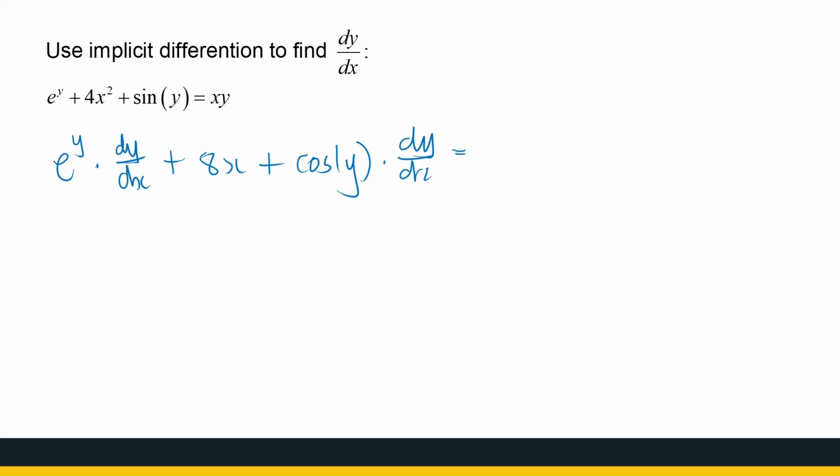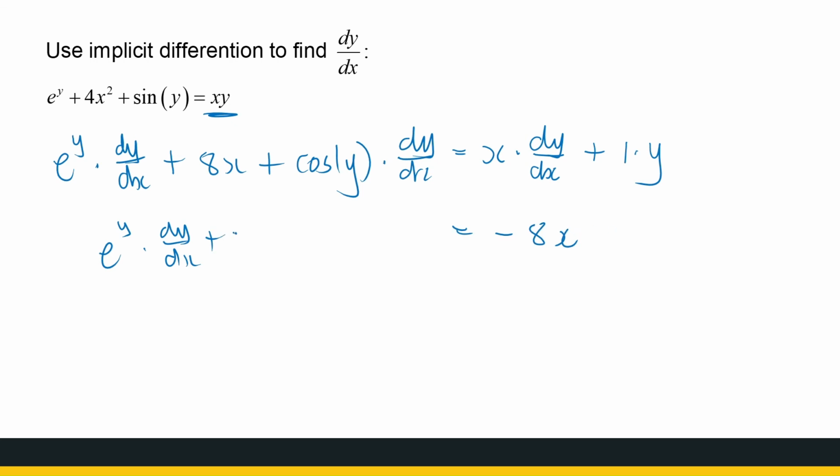Plus sine y, the derivative of sine of a function is cos of the function times the derivative of the function. On the right-hand side, x times y, so the product rule. X times the derivative of y, which is just dy dx, plus the derivative of x is 1 times y. Now we need to sort this out and get dy dx alone on one side. So here I've got an e to the power y times dy dx. The 8x I'm taking to this side, and I've got a cos y dy dx minus, here's a dy dx, I want it on this side, x times dy dx. And the plus y stays there.